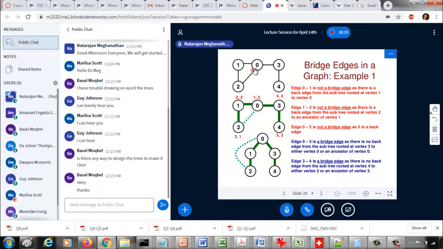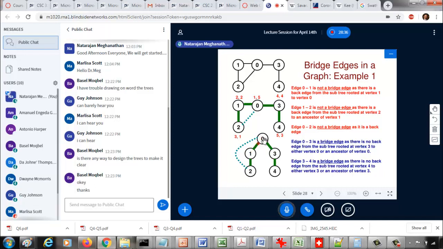So you run depth first search, say starting from 0, and this is the depth first search tree you get. So you draw the tree edges and back edges. This is the only back edge, between 0 and 2. Now let us look at this edge 0, 1.